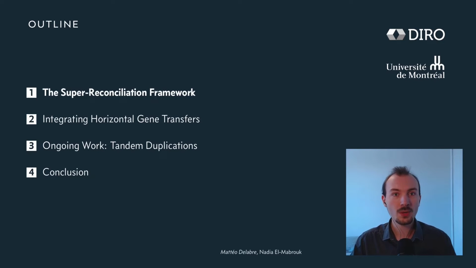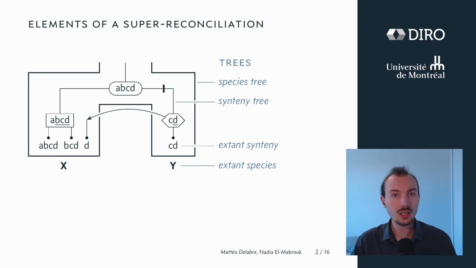First, let's go through a few basic definitions on superreconciliation. Here you can see a graphical representation of a superreconciliation. There are a few things to notice in that picture. First, it is made up of two trees, a syntheny tree embedded inside a species tree. To that respect, it is quite similar to a classical reconciliation. The inner tree is built on a set of leaves that represent extant synthenies of the family we're interested in. And the species tree contains the species that hosts those synthenies.